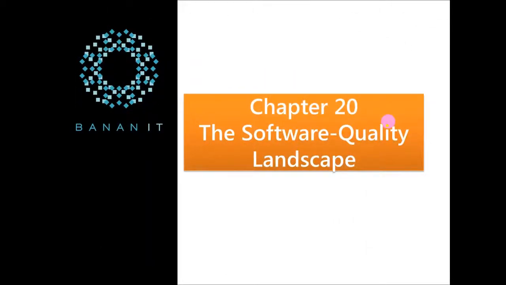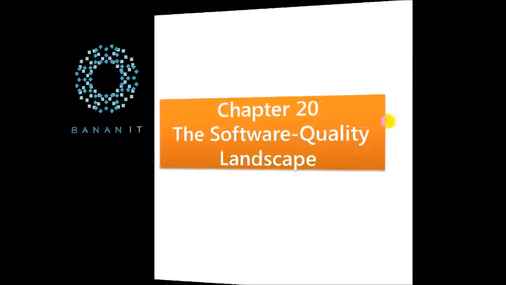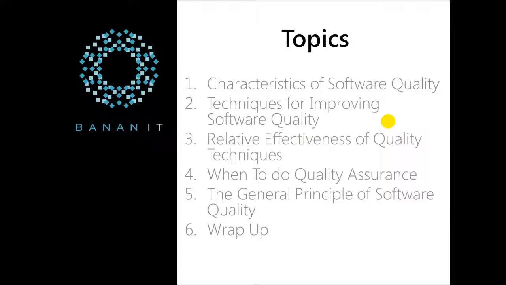In this video we're going to talk about chapter 20, the software quality landscape. Here are the topics that we're going to be discussing. First, we're going to talk about the characteristics of software quality. Then we're going to talk about the techniques that we can use to actually improve software quality.